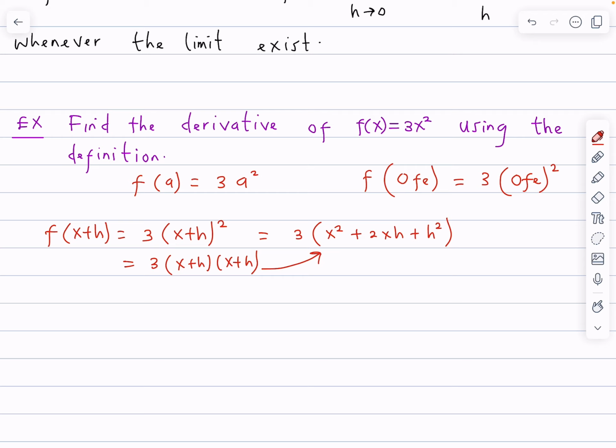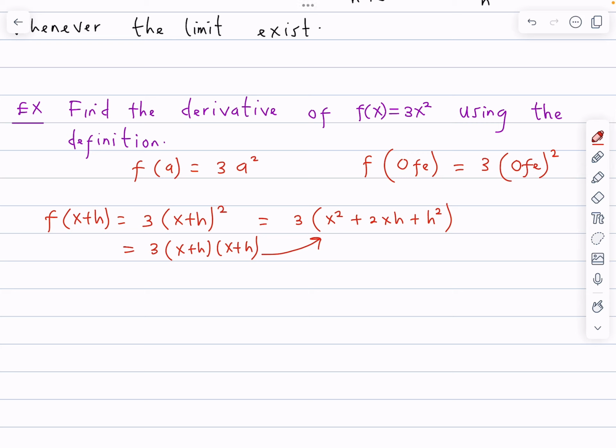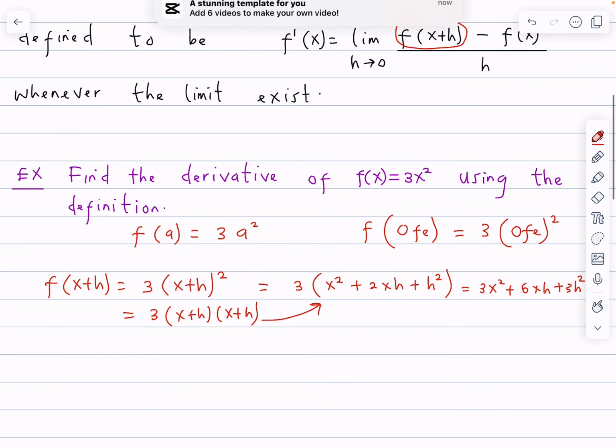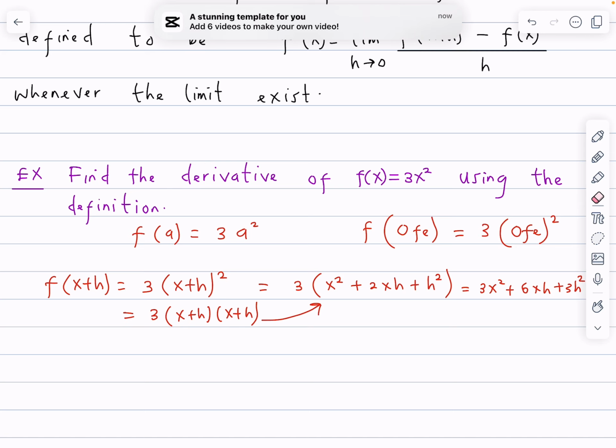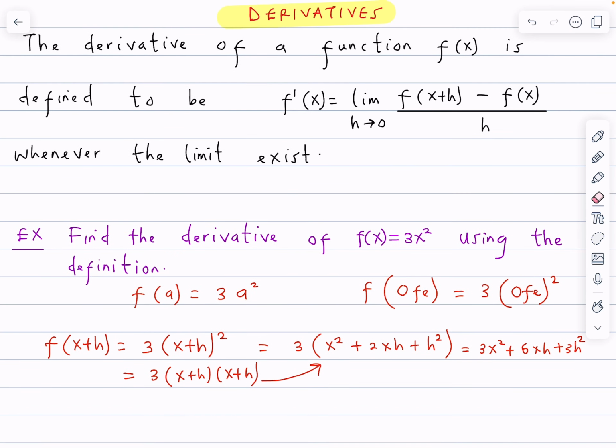Now what I can do is multiply the 3 into everything, just distribute. So I have 3x squared plus 6xh plus 3h squared. So now I have my f of x plus h. The next thing I want to do is compute this part here: f of x plus h minus f of x. So that's the next step.